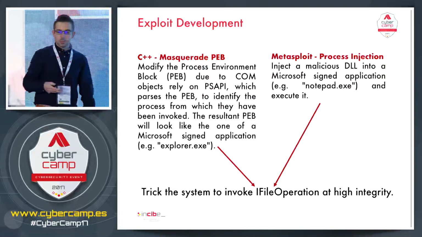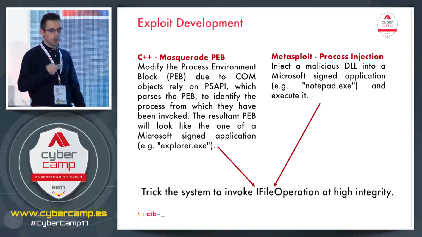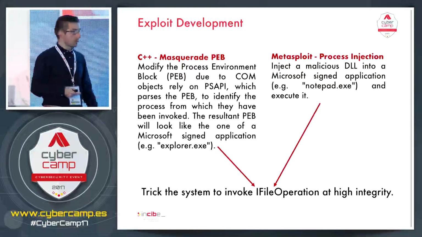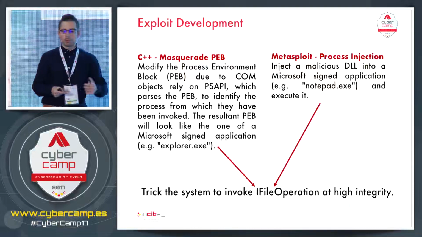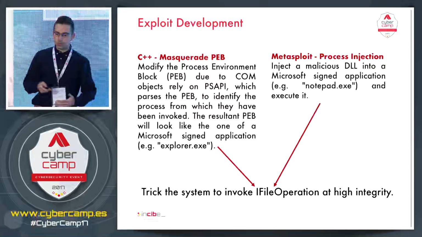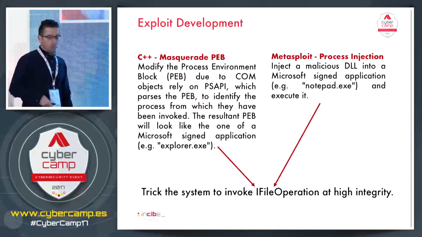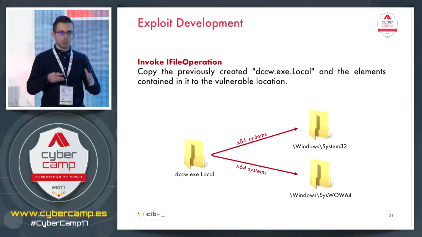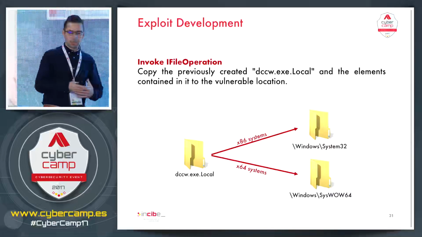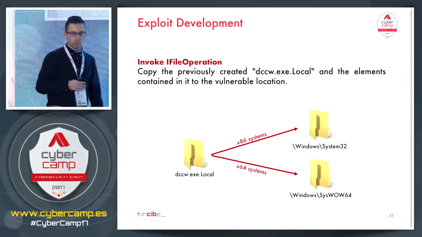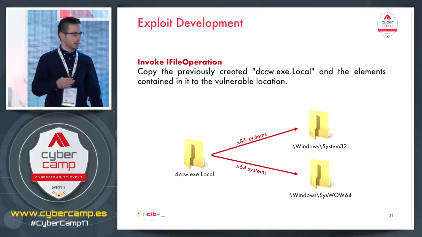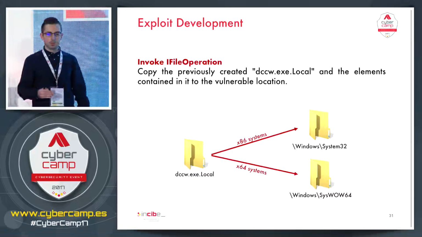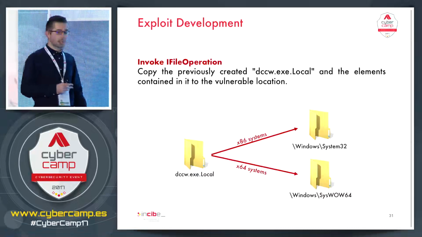With Metasploit, we will perform a process injection. We will inject a DLL into a Microsoft-signed application. In this example, we have notepad.exe, and we will run it on this process. Once we've invoked the IFileOperation object, we will be able to copy the entire row of files we've created, the dccw.exe.local folder, to the routes that you can see on the screen.